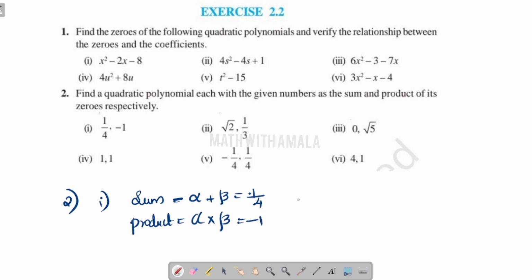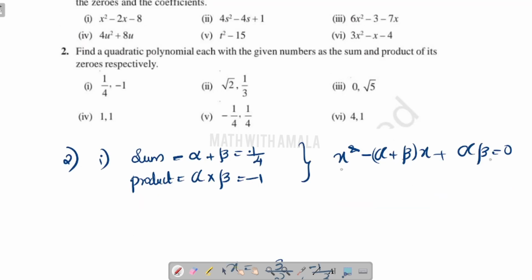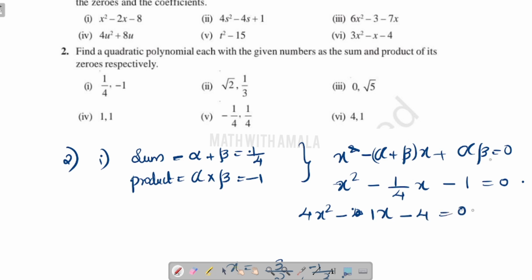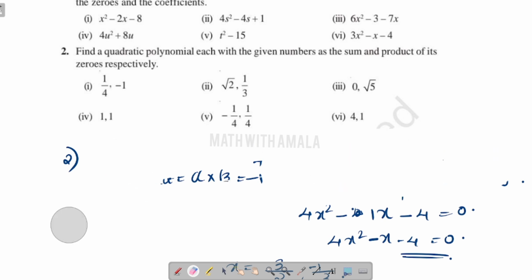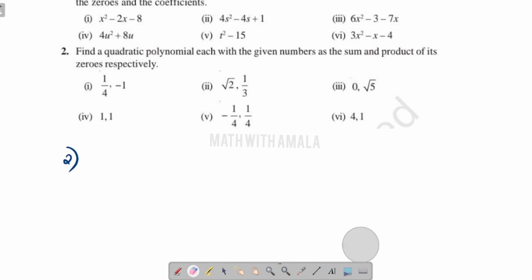Now we have a general form. The general form is like x square, since it is a quadratic polynomial, x square minus alpha plus beta into x plus alpha beta equal to 0. This is the general form when we have the zeros for the quadratic polynomial. So you can relate it here, x square minus 1 by 4 x minus 1 is equal to 0. Then you can multiply throughout with 4. You will get 4x square minus 1x minus 4 is equal to 0. 4x square minus x minus 4 is equal to 0.